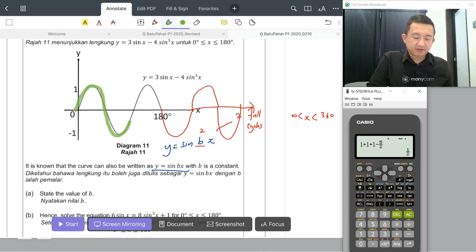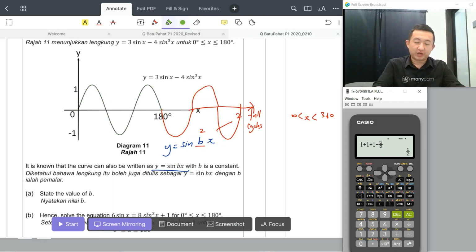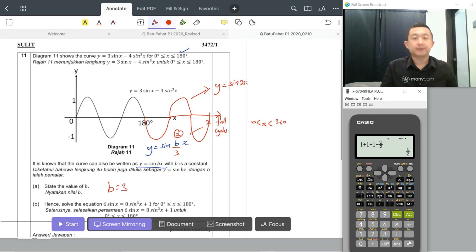So how many full circles? This is the graph of sine x. 1 circle, 2 circles, and 3 circles. So 3 full circles. So what is the value for b? The value for b should be 3, because this should be regarded as y equals sine 3x. So b equals 3.